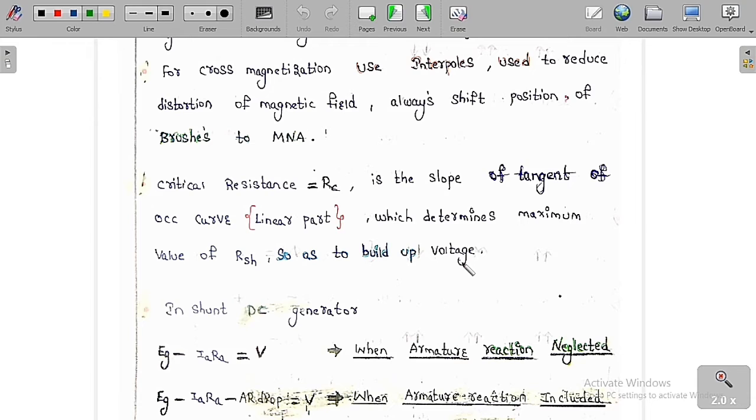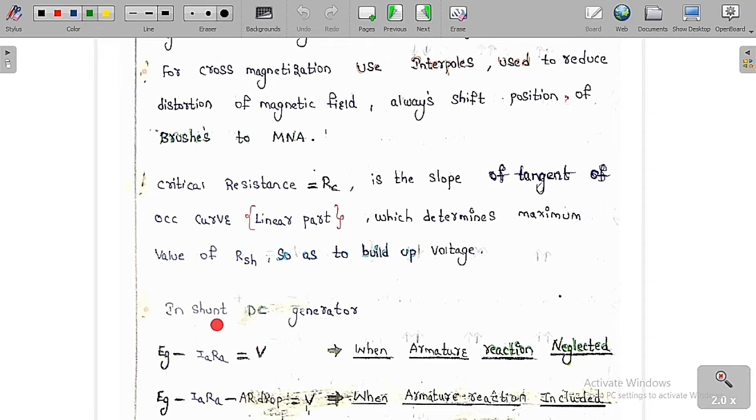One is called the OCC and the other is the line Ef equal to If into RSH. If these two lines are intersecting, then only there is a point of operation. So therefore the voltage is going to build up. Otherwise, there is no point of intersection, which means there is no build-up of voltage.